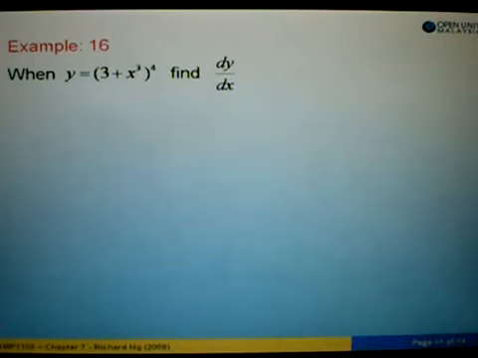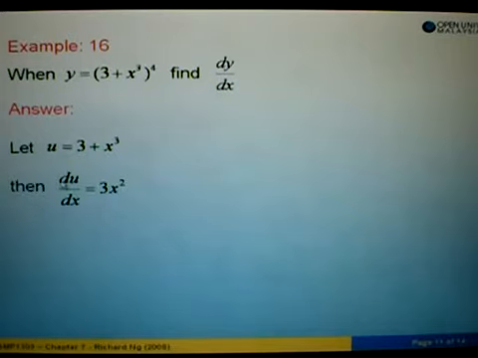Now let's look at example 16. When we are given y equals 3 plus x to the power 3, bracket to the power 4, we are asked to find dy/dx. So first step is we take u to represent the bracket, which is 3 plus x to the power 3. So from here, du compared with x, so you just look at x. This one doesn't have x, it is a constant. Actually the answer is 0. Okay, so differentiate x to the power 3. 3 we have to take out, we will get 3x. Then 3 minus 1 will give us 2.